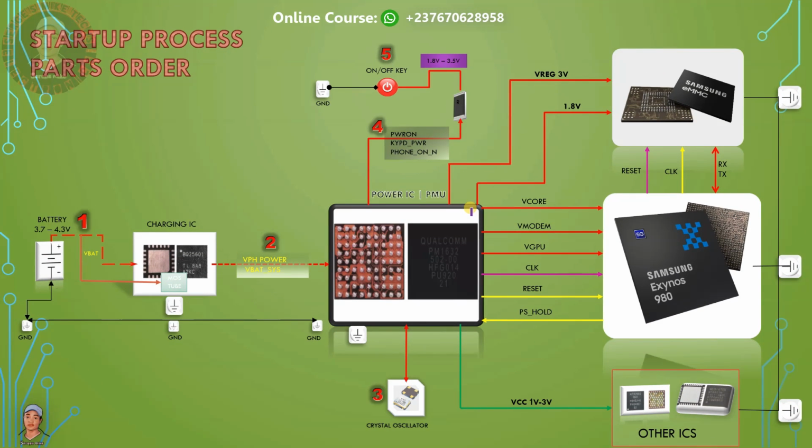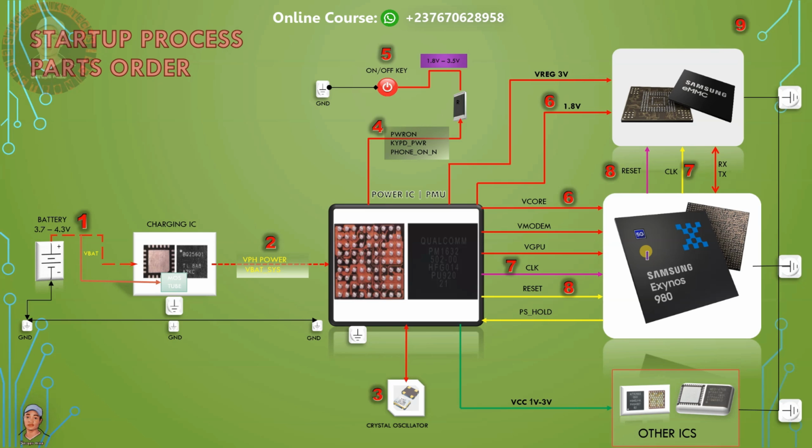Again, when you press the power key, the PMU IC will then generate the VREG voltage that supplies the hard disk. It will generate the 1.8 volt that supplies the hard disk. And it will generate the V-core voltage that supplies the CPU. The next, it will generate a clock signal from the PMU IC to the CPU, and the CPU will generate a clock signal from the CPU to the hard disk. The next, the PMU IC sends a reset signal to the CPU, and the CPU sends a reset signal to the hard disk.